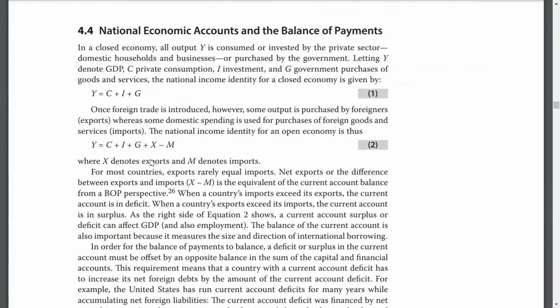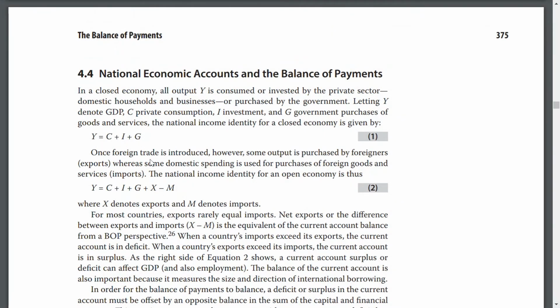National economic activity and the balance of payments in a closed economy. All output Y is consumed or invested by the private sector, domestic households and businesses, or purchased by the government. Letting Y denote GDP, C is private consumption, I is investment, and G is government purchase of goods and services, and the national income identity for a closed economy is given by such. When foreign trade is included, however, some output is purchased by foreigners, exports, whereas some domestic spending is used for purchase of foreign goods and services, or imports. The national income identity for an open economy is thus, where X denotes the exports and M denotes the imports.